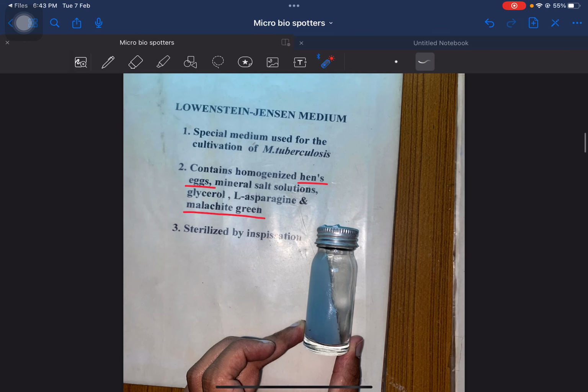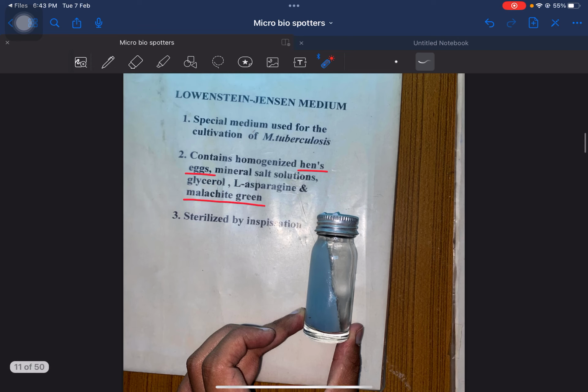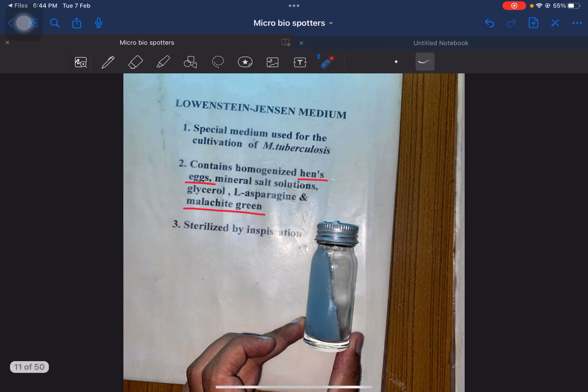And this is LJ media or Lowenstein-Jensen media. You can see a slanted slope. Similarly, the coloration is quite bluish in color, and the main thing you have to identify is the contents or constituents of this medium, that is, it contains hen's egg. Similarly, malachite green, which is the specific constituent, because the malachite green will only allow Mycobacterium tuberculosis to grow, whereas other bacteria won't grow. Similarly, it is sterilized by inspissation.